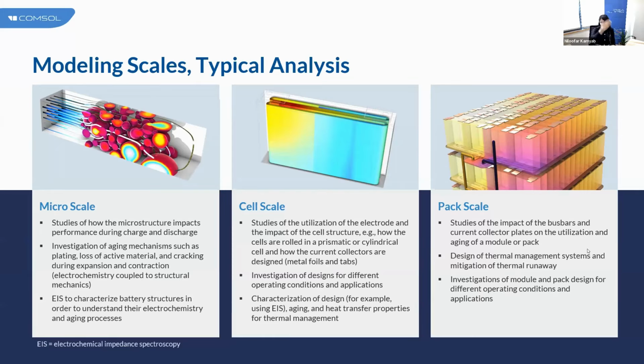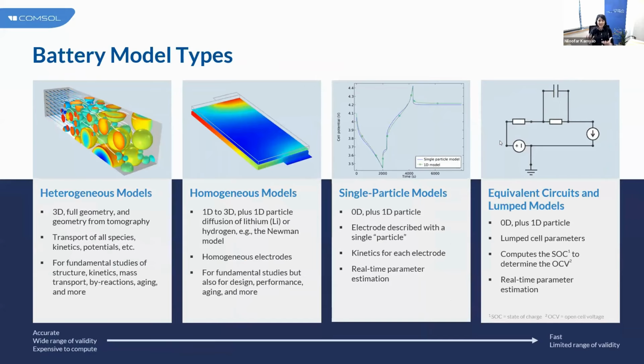So you see that we can go from a very elaborate scale all the way to package scales, where we zoom out and look at all the other components. This translates into different frameworks and model types. If someone tells you that they are doing battery modeling, they need to elaborate on the scale they are focused on. Is it a microscale? Is it a cell scale? Or is it a package scale? And they need to elaborate on the framework they are using, because that reflects the fidelity or complexity level that they are resolving.